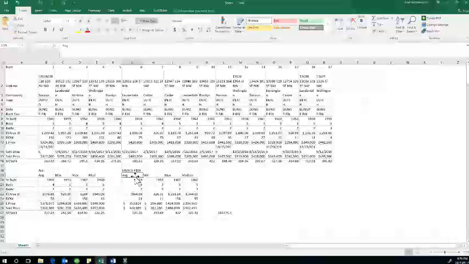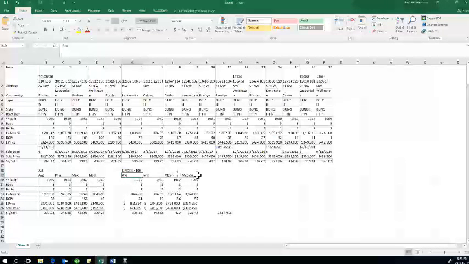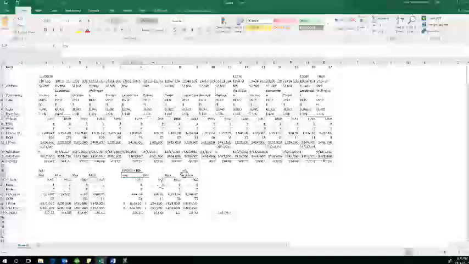So your average numbers here, your minimums, your maximums, and your median numbers, they're all a little bit different.